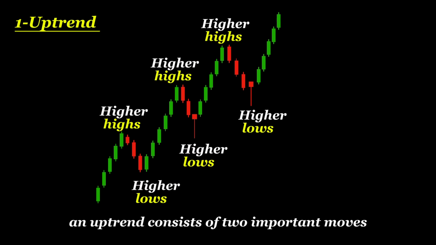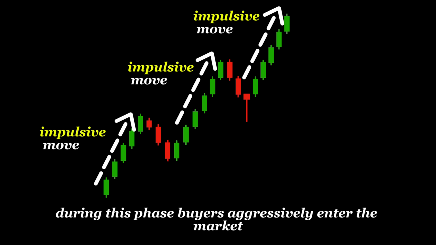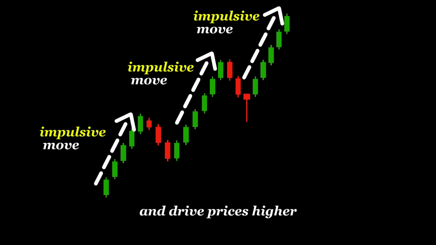An uptrend consists of 2 important moves. The impulsive move. This is the principal move of the trend. During this phase, buyers aggressively enter the market and drive prices higher, creating strong bullish momentum.